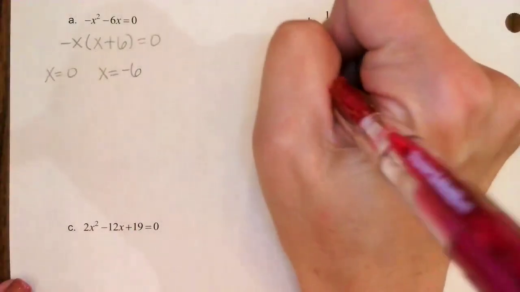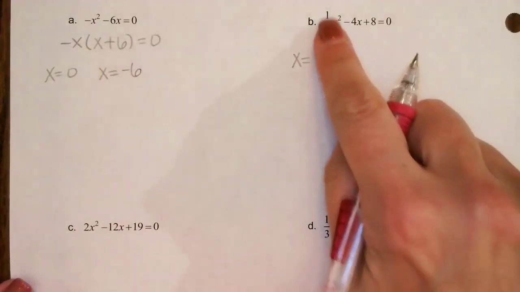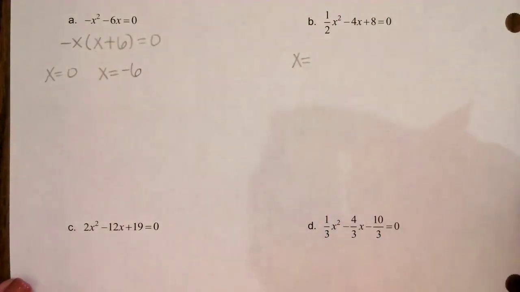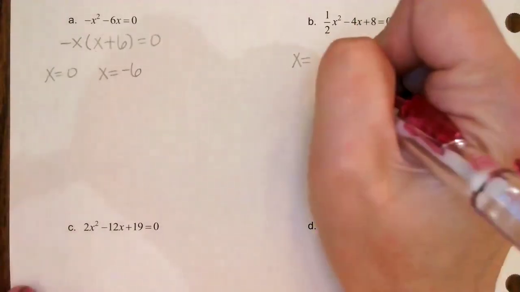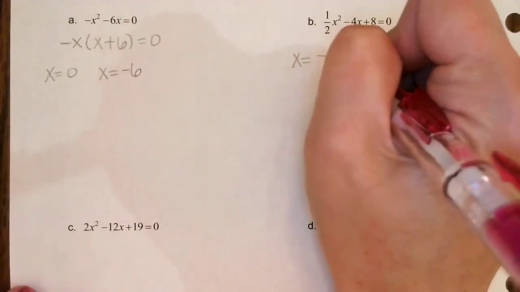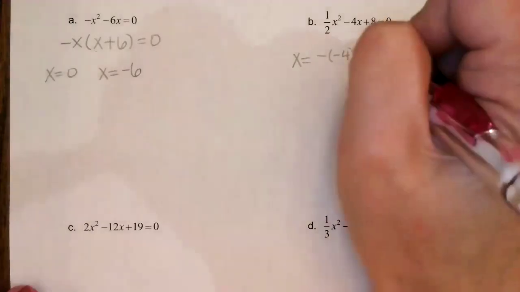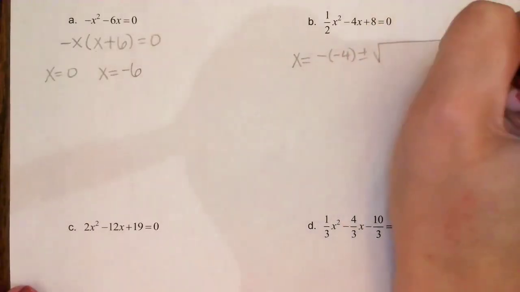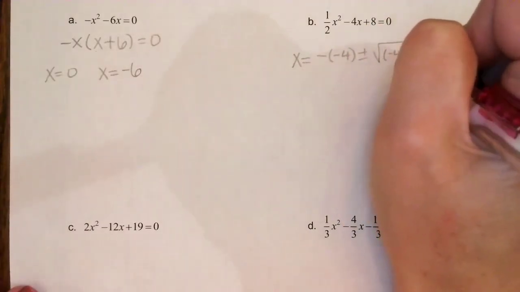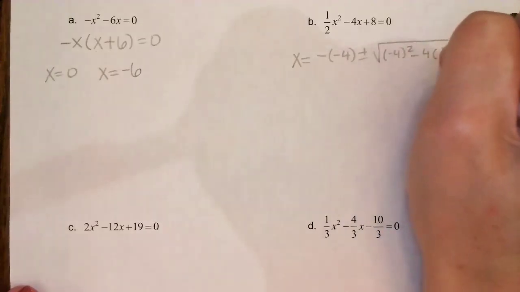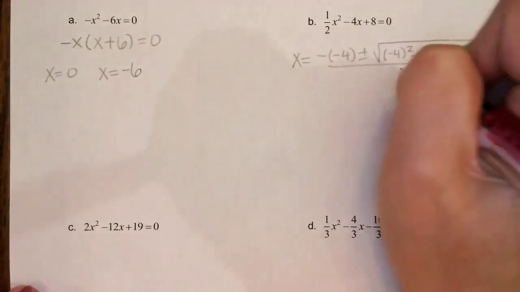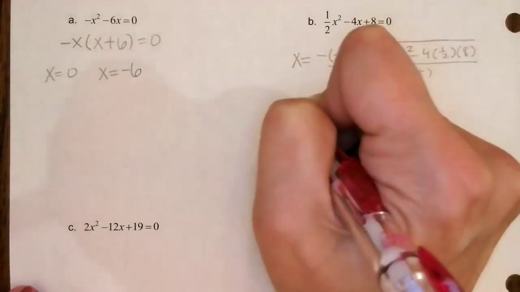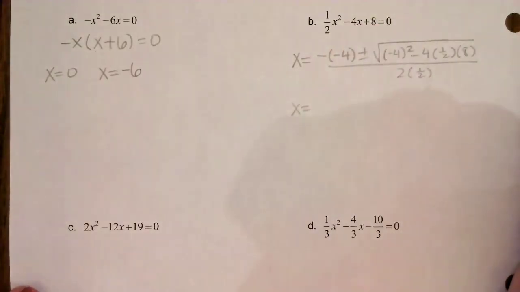All right, now we're going to do the quadratic formula on this one. Nobody really wants to factor with a 1/2, and so quadratic formula might work best here. So negative 4 plus or minus the square root, negative 4 squared minus 4 times 1/2 times 8, all over 2 times 1/2. And again, take it one step at a time so that you're not making a careless mistake.